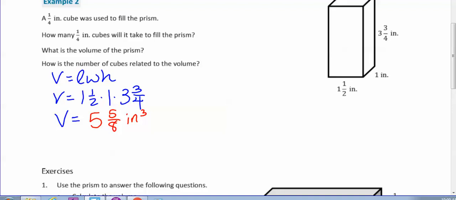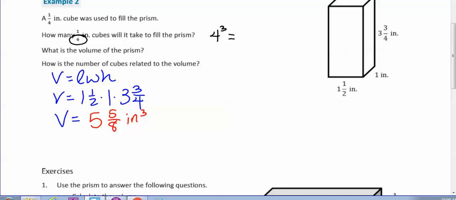Okay, so when you multiply those out, you should have gotten 5 5/8, and we're talking about inches cubed for volume. Now, the question is, how many 1/4 inch cubes will it take to fill the prism? So again, you're going to take 4. In this case, 4 is our denominator, and we're going to cube that. So what is 4 times 4 times 4? And your calculator actually has a little button that'll help you with that. If you type in 4, there's an up thing that looks like this, called a caret. All right, that button will tell you, hey, this number goes up there. So 4 caret 3.